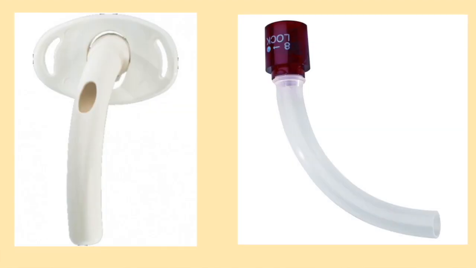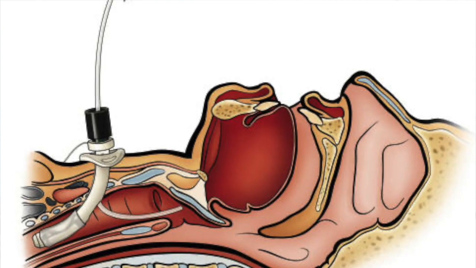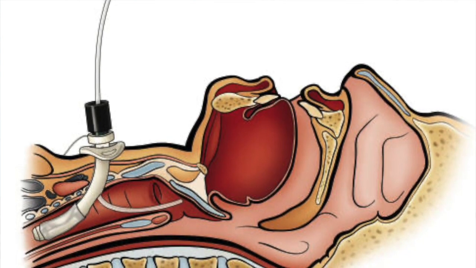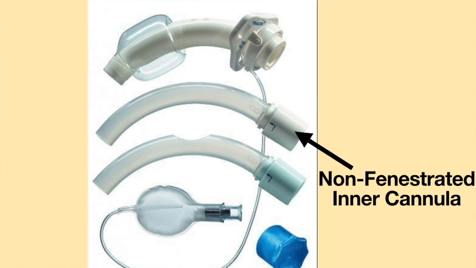When suctioning through a fenestrated tracheostomy tube, it is important to make sure a non-fenestrated inner cannula is in place. This will prevent the suction catheter from passing through the fenestrations and damaging the surrounding tissue. A non-fenestrated inner cannula is usually packaged with the fenestrated tracheostomy tube. Before suctioning, please use the non-fenestrated inner cannula. This will guide the suction catheter into the trachea.